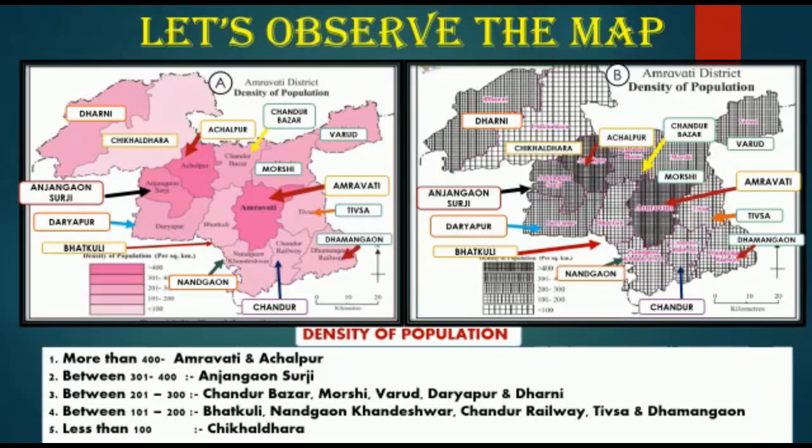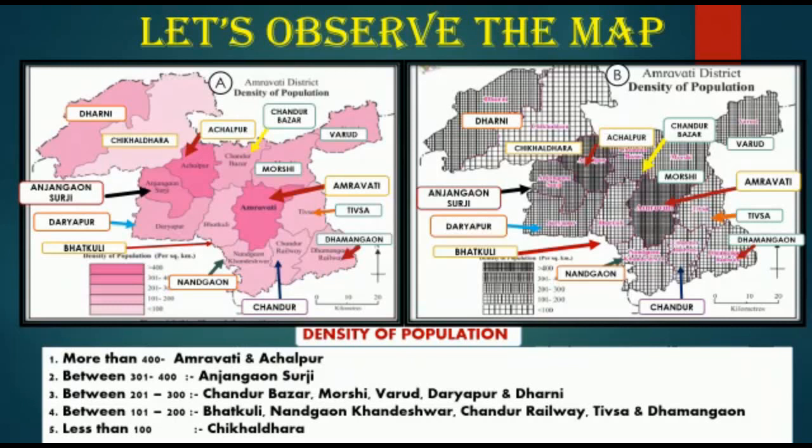Anjangaon Surji taluka has density between 301 to 400, whereas Chandur Bazar, Morshi, Varud, Daryapur and Dharni have density of population between 201 to 300.